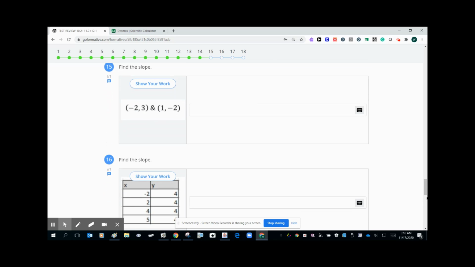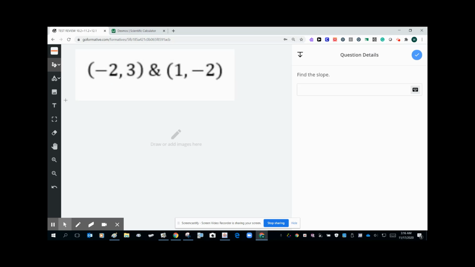Next problem is how to find the slope. So we're going to click right there. And if you remember, we're going to label the points x1, y1, x2, y2. Then we want to show our work by writing -2 minus 3 over 1 minus 2. Okay.